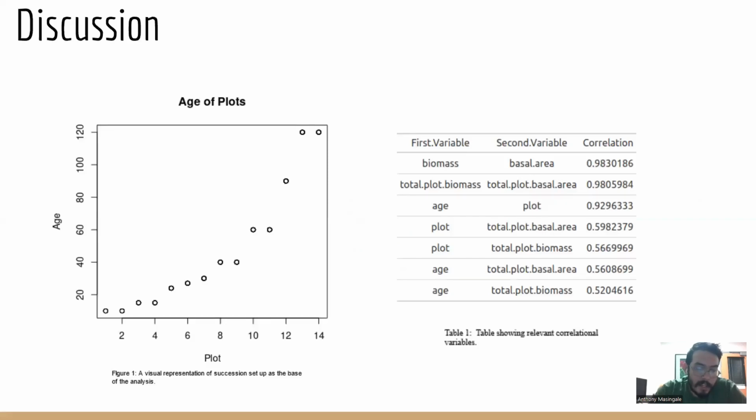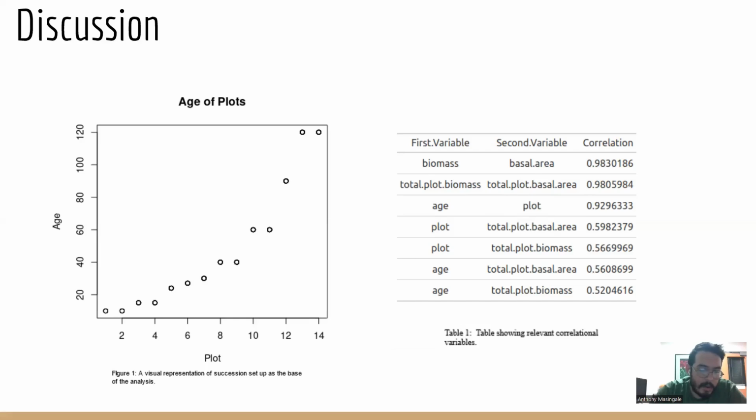Linear regression of age across the plots represents successional stages in terms of age of forests left undisturbed. And these results were strongly positively correlated. The plots are already ordered. However, the data will be represented in bins of each of the 14 plots.